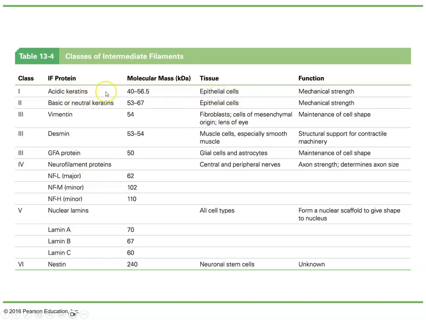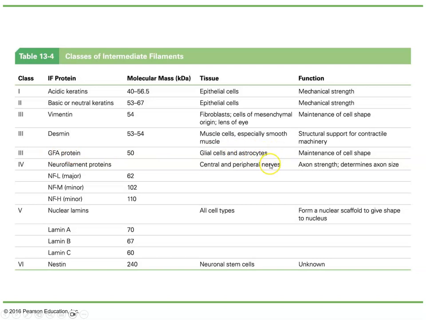So here are the different classes that we can see, and the different types of tissues. If we're talking about class 1 or 2, keratins, usually we're talking about epithelial cells, usually involved in mechanical strength. Vimentin, looking at fibroblast or mesenchymal cells, or the lens of the eye, for example, helps to maintain the shape. Desmin, looking at muscle and smooth muscle cells. So smooth muscle is kind of the contractile muscle in your stomach, for example, not necessarily your skeletal muscle. Glial cells, or astrocytes, we use glial fibrillary acidic protein, GFAP. So that's a specific component that's only found in astrocytes.